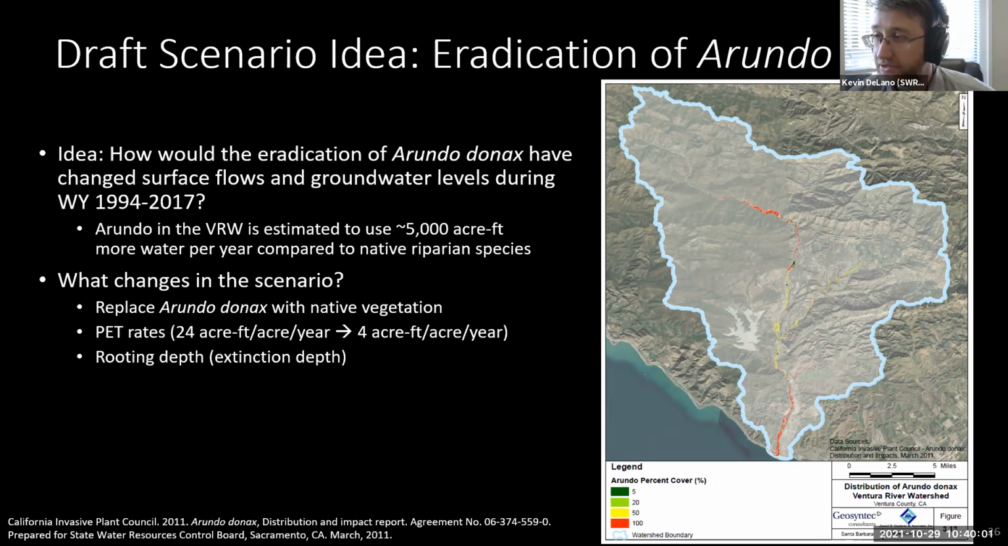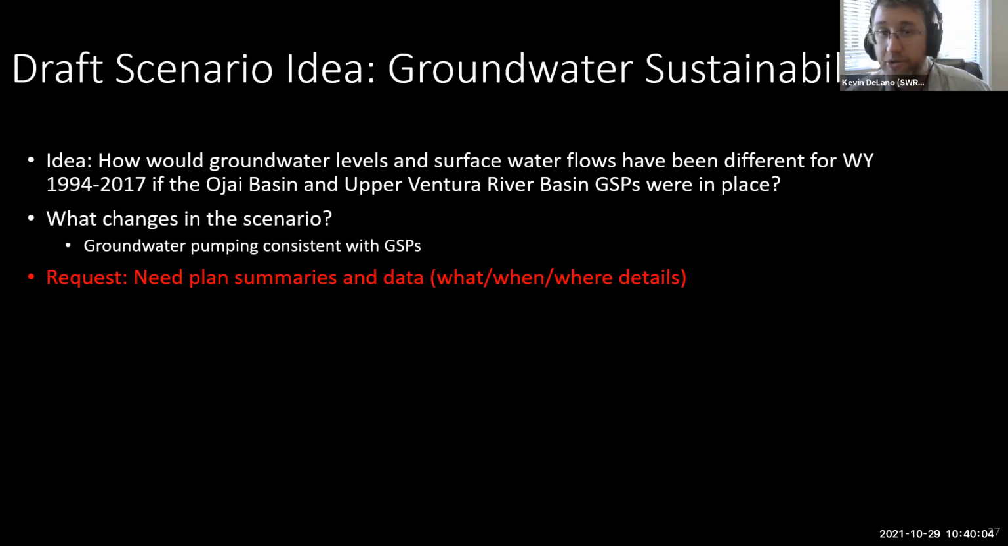So the next scenario idea is one I'm really excited about the option of doing. The idea is, how would groundwater levels and surface water flows have been different for water years 1994 to 2017 if the Ojai Basin and Upper Ventura River Basin groundwater sustainability plans were in place and were implemented? As most folks probably know, the groundwater sustainability agencies, the GSAs, are working hard to submit their plans in time for the January 2022 deadline with the Department of Water Resources.